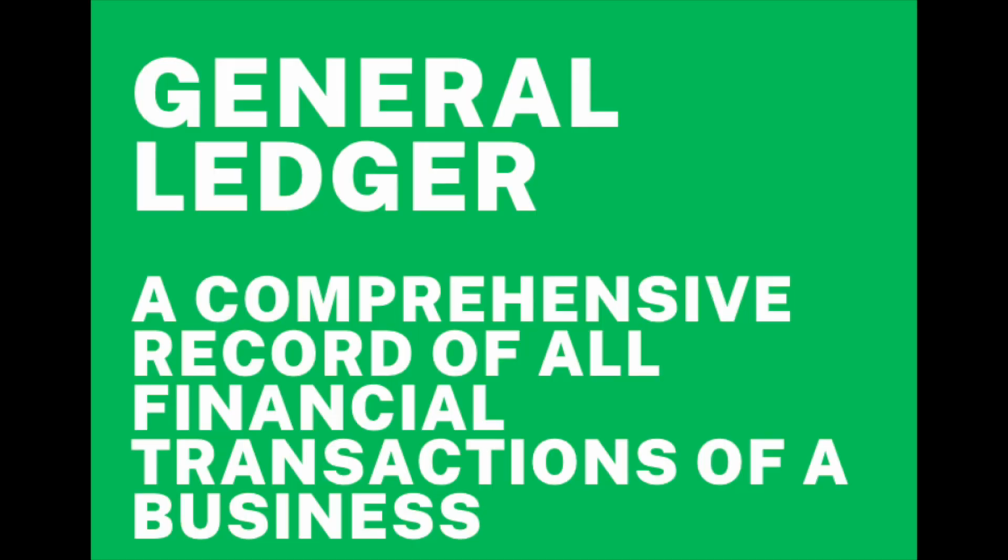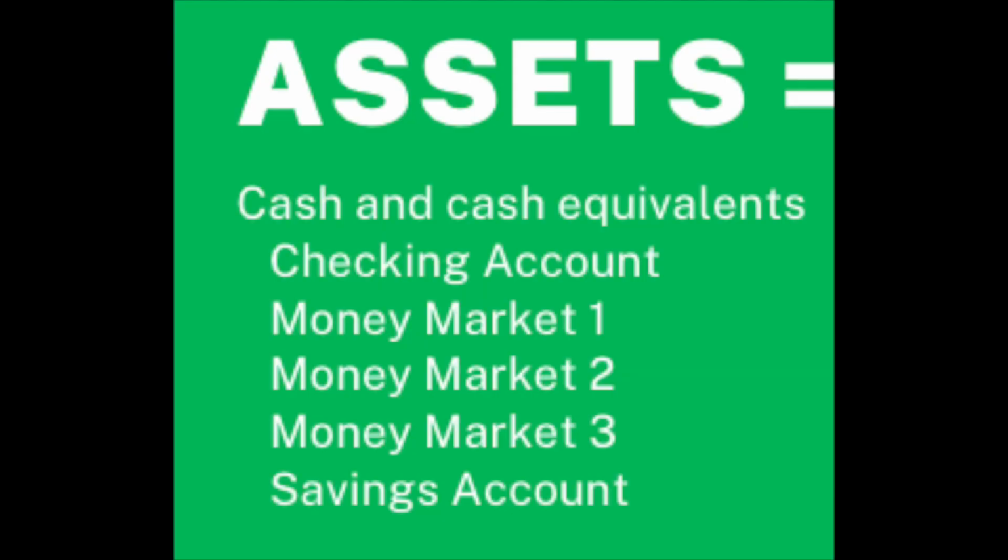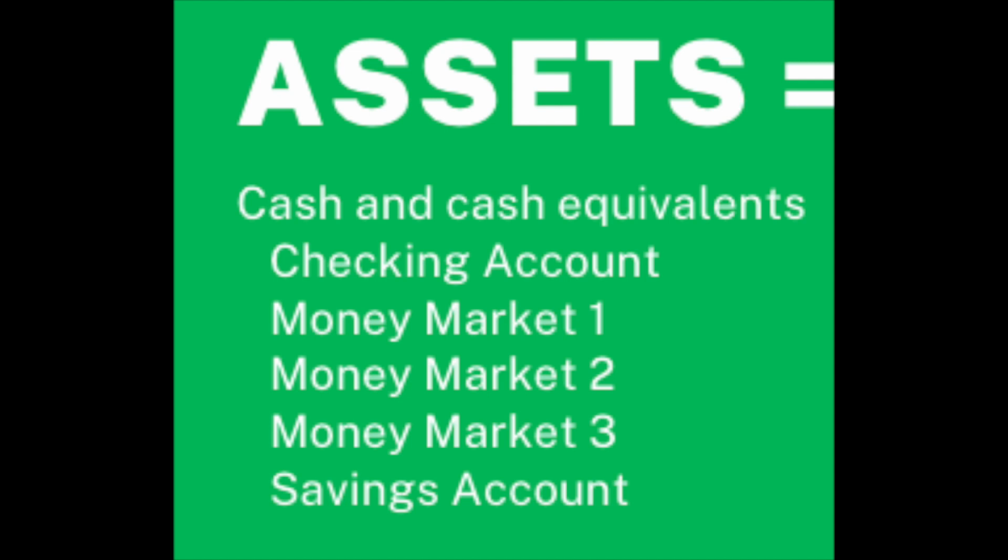Now, the textbook definition of a general ledger is a comprehensive record of all financial transactions of a business. So you're like, wait, Casey, I need some more details. I need an example. So take a look at the accounting equation where you can see assets, liabilities, and equity. Now let's zoom in to cash and cash equivalents. Well, cash and cash equivalents will have several accounts that roll up to it. And this could be things like a checking account, money market 1, 2, 3, and a savings account.